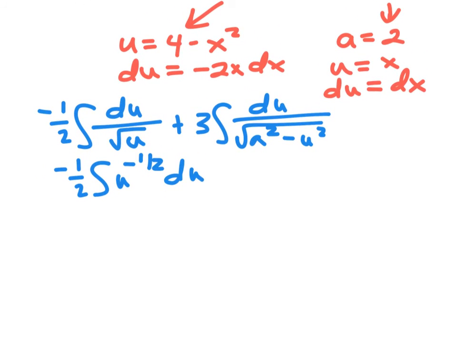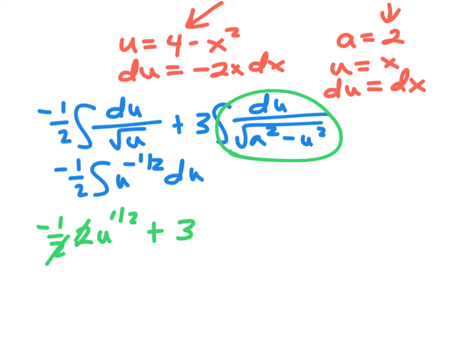So now if I find my antiderivative, I'm going to switch colors. I have negative 1/2. The antiderivative of u to the negative 1/2 is going to go to u to the positive 1/2. Divide by 1/2 is the same thing as multiplying by 2. So the 2's are actually going to cancel out. And then I have plus 3, and the second part here turns into arcsine. So I have arcsine of u over a, plus c behind everything.